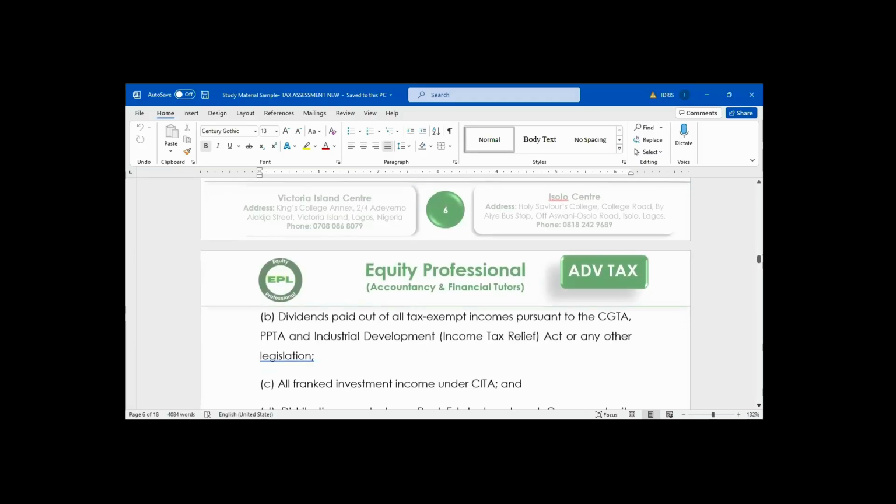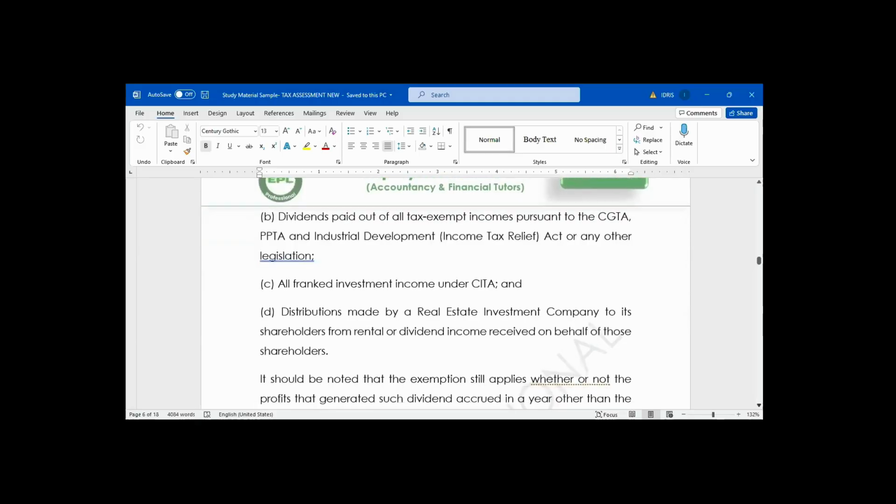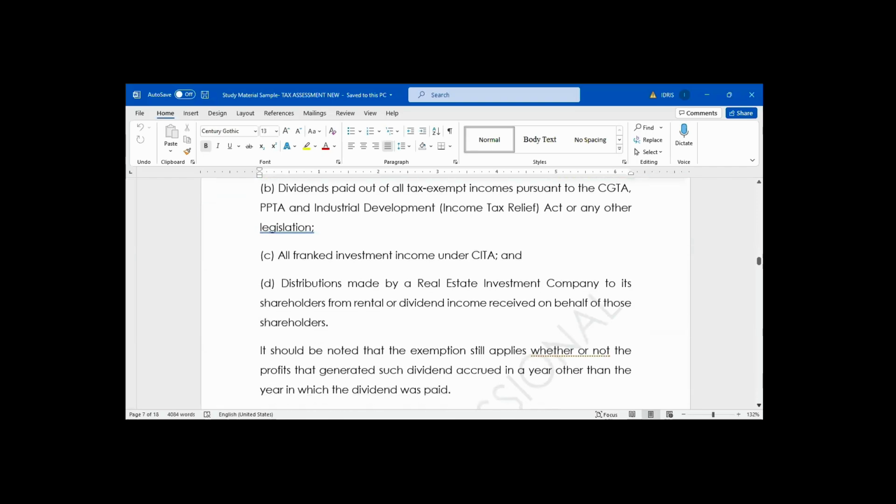So those are the conditions where you will not be assessed. If the dividend is also declared by real estate investment companies too, if that company that declared the dividend from their profit is a real estate investment company, such dividend too will not be taxed.